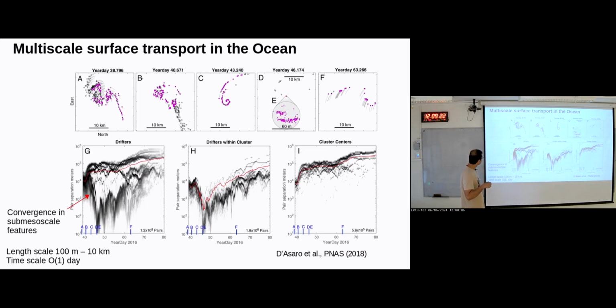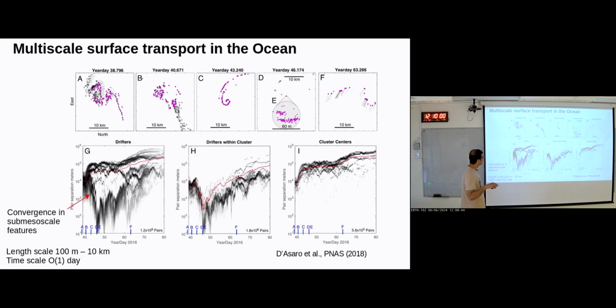The top branch shows the drifters, which are advected by the large scale current, and they disperse from the beginning, and the pair separation increases after they are released. On the other hand, the lower branch shows drifters converging in these small structures. As a result, the pair separation initially decreases, but they start to increase eventually.